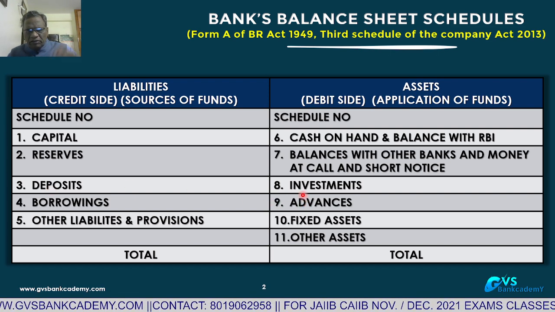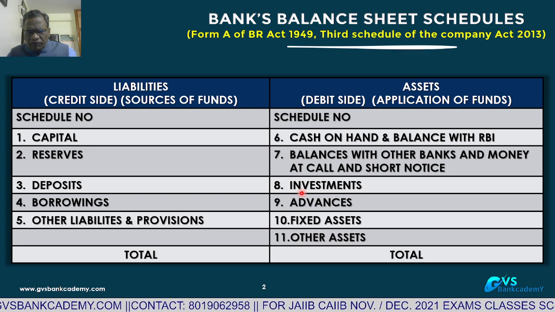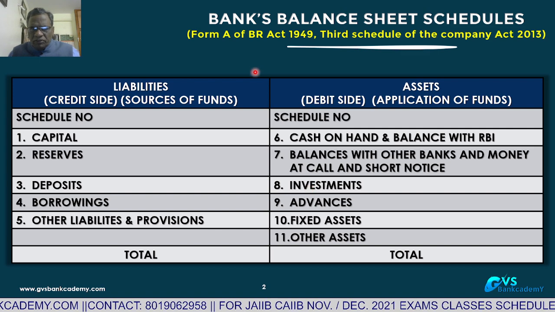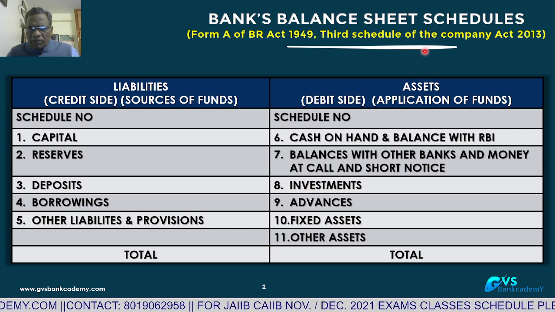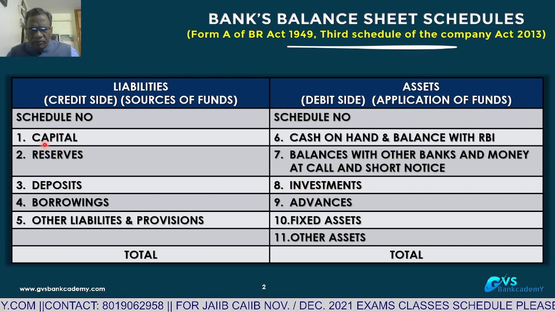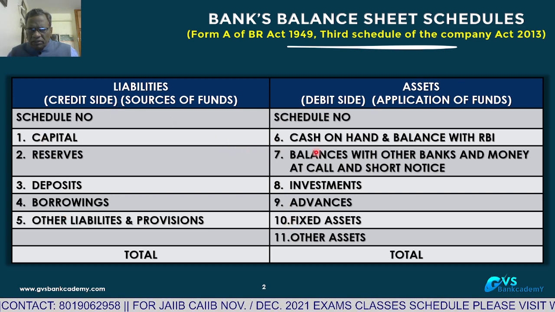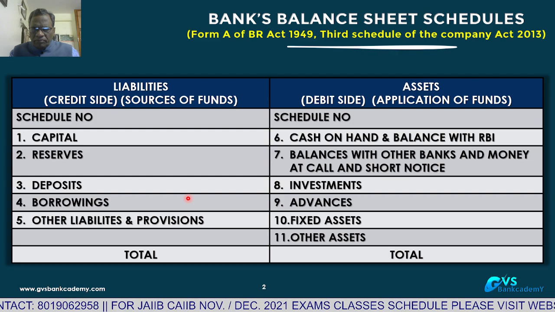After that, the next most important function is investment. First advances, after that investments. So this is about the bank's balance sheet schedules. 1 to 5 is liabilities, 6 to 11 is assets. This is about the bank's balance sheet schedules 1 to 11.